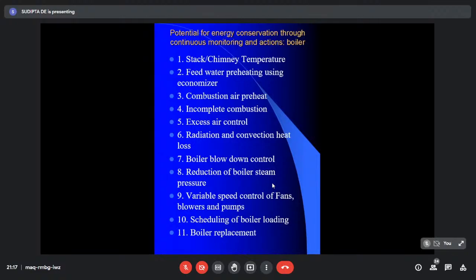This variable speed drive control is basically a development of electrical and electronics engineers, but in a power plant, which is mostly operated by mechanical engineers, it is a very useful device for energy saving. Just write down.